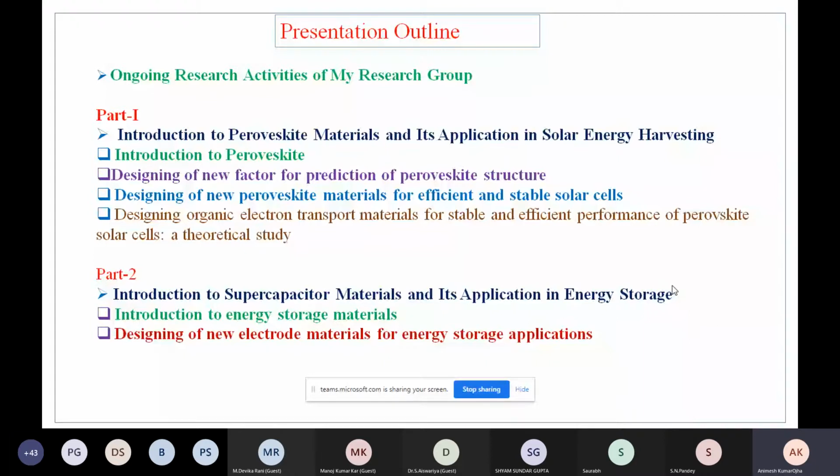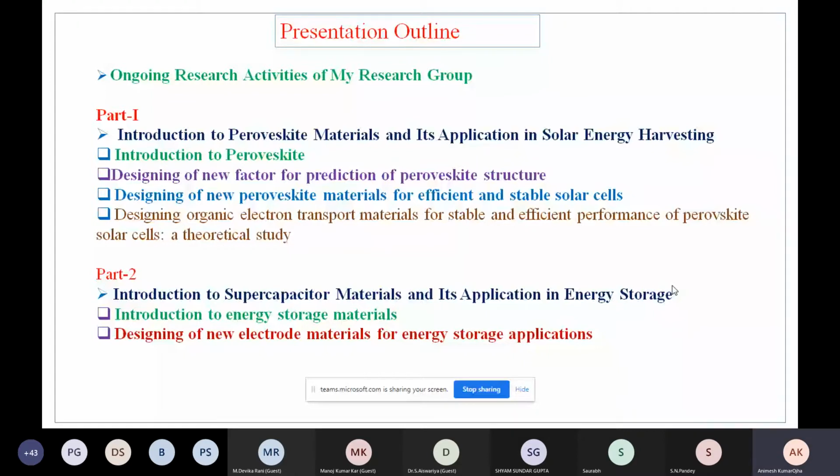So the first part of the talk is based on the theoretical investigations which have been done in my research group. And in the second part, I'm going to discuss how to store the energy. For that, I would like to discuss the supercapacitor, which has attracted a lot of attention from the scientific community as a storing device. So these are the two different parts which I'm going to discuss in my talk today.